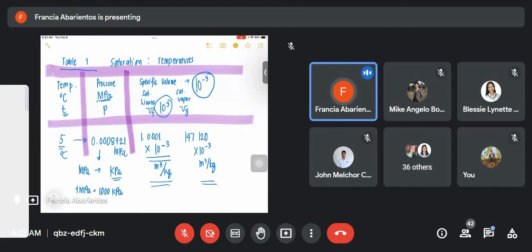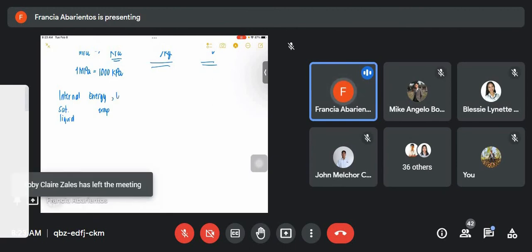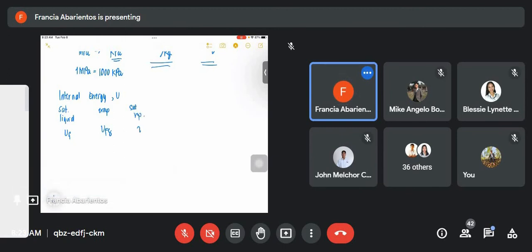Sige, internal energy naman. Okay, baba lang na. Ito lang yan. So, we have the saturated liquid, the evaporation or the mixture. Ituturo ko sa inyo mamaya. Okay, ang internal energy, class, is U. So we have UF, UFG, and saturated vapor, so UG. UG lang yung class.